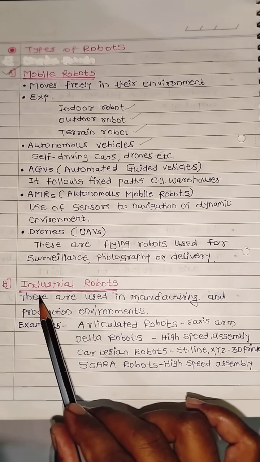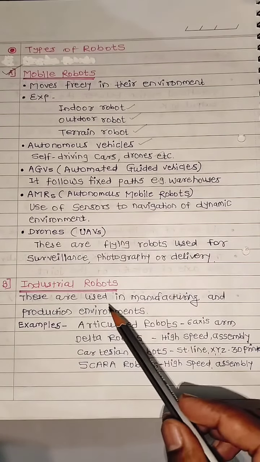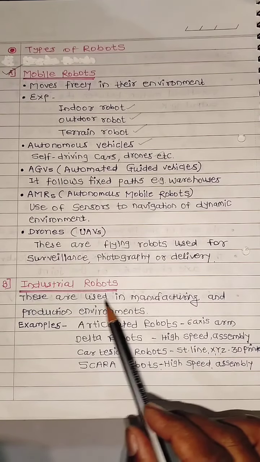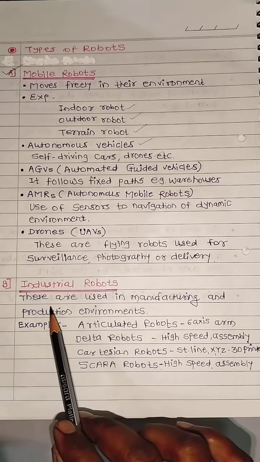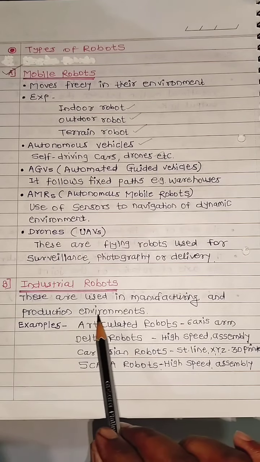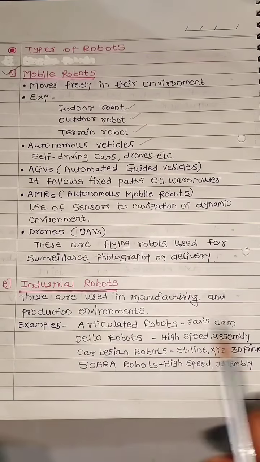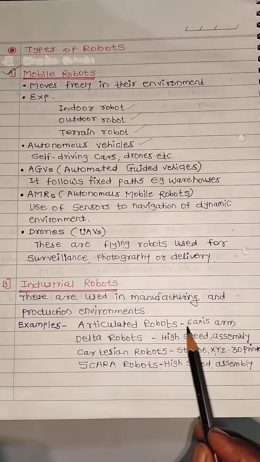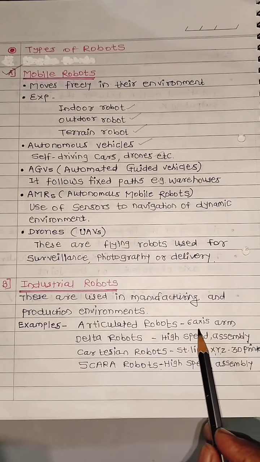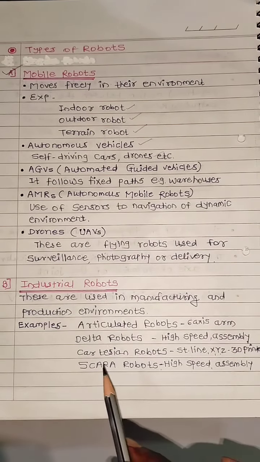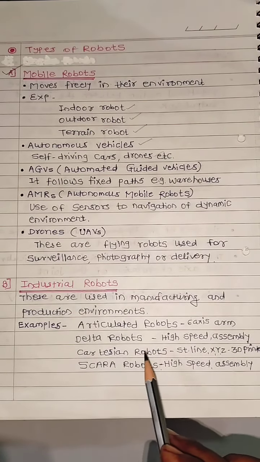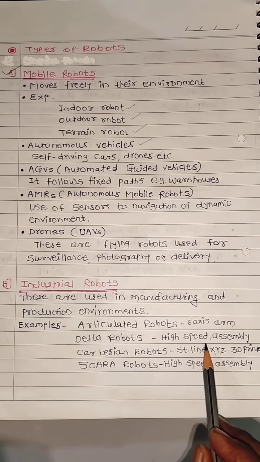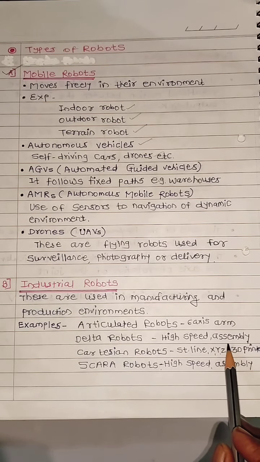The second major type of robot is the industrial robot. These industrial robots are nowadays used in each and every industry for convenience and fast operation. They are used in manufacturing and production environments. The examples of industrial robots include articulated robots, which have 6 degrees of freedom, that is a 6-axis arm. The next example is the delta robot, which can be used for achieving higher speed during operation. Delta robots can also be used in assembly lines.